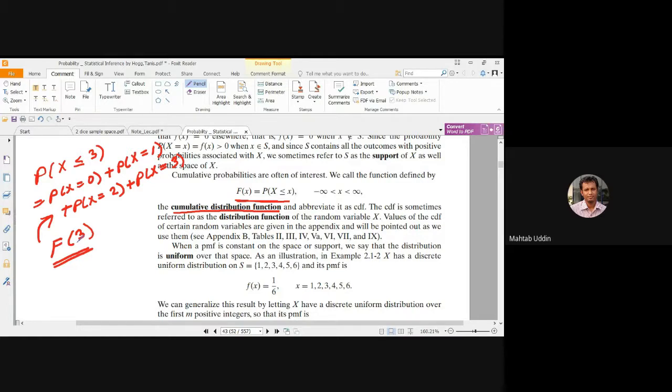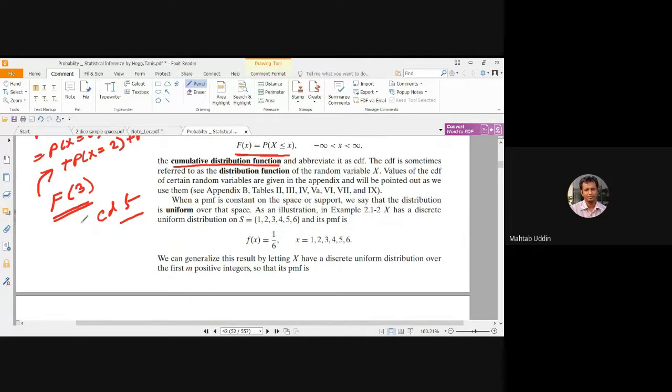If anyone says cumulative distribution function, it is referred to as CDF. So CDF indicates the sum of the probabilities up to the given value. Here the value is 3. So CDF of 3 is actually the sum of the probabilities up to 3, the given value.